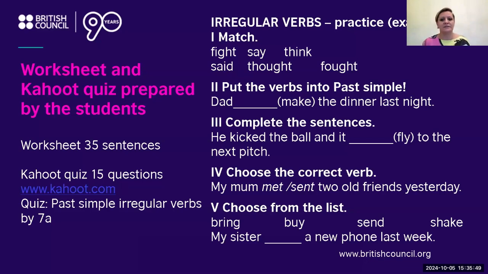The tasks were like match, put the verbs in past simple, choose the correct verb, choose from the list. They also created a Kahoot quiz with 15 questions with those 24 irregular verbs that they had put into their irregular verbs rhyme.